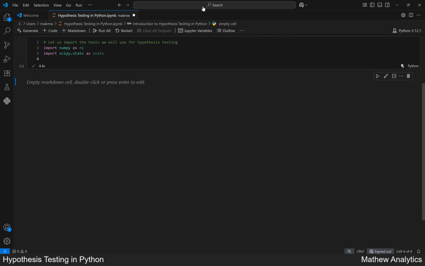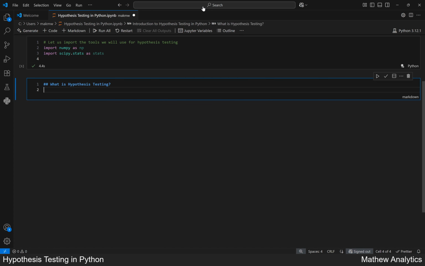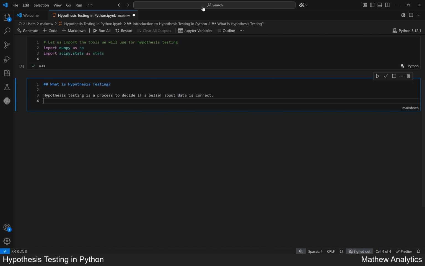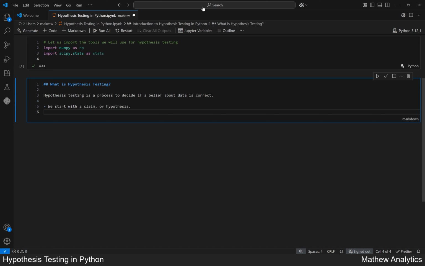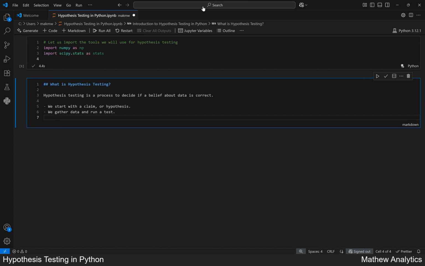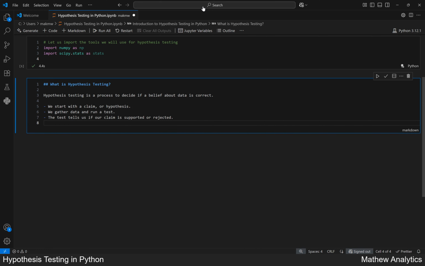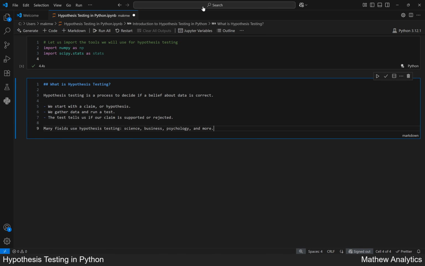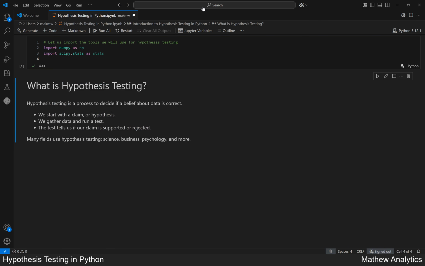What is hypothesis testing? Hypothesis testing is a process to decide if a belief about data is correct. We start with a claim, or hypothesis. We gather data and run a test. The test tells us if our claim is supported or rejected. Many fields use hypothesis testing: science, business, psychology, and more. Running the cell now. Think of a situation where you want to know if something really works.